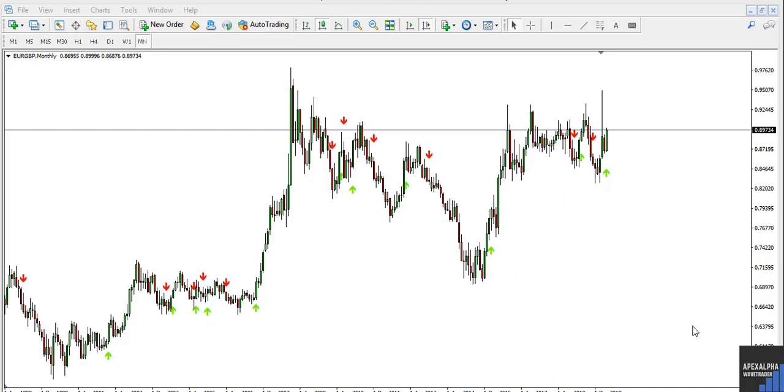Okay, so I'm just going to show you how I find trades, and once you get used to this process, it organizes your thoughts. It helps to keep your emotions in check, and you're able to make more informed decisions.